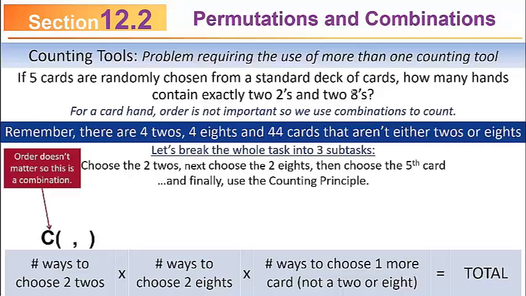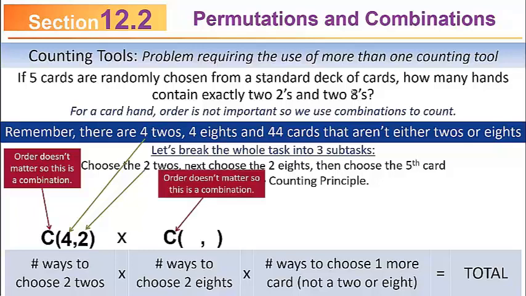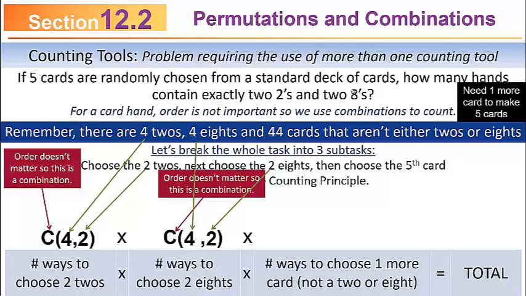So going back, choosing your 2s, it's a combination because order doesn't matter. There are 4 2s in the deck, and we want to choose 2 of them. So that's a combination of 4 things taken 2 at a time. Then we want to move to the 8s. Again, there are 4 8s in the deck, and we want to choose 2 of them. So that's also a combination of 4 things taken 2 at a time. Now the last one, think about it. You want it to not be an 8, not be a 2. Well, there are 4 2s and there are 4 8s.